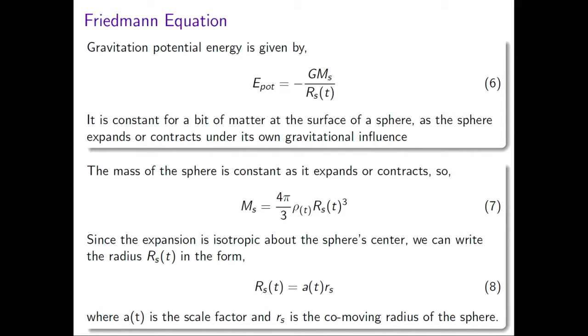And then since we consider the mass of the sphere to be constant as it expands or contracts, we can express ms, that is the mass of the sphere, in terms of the density.